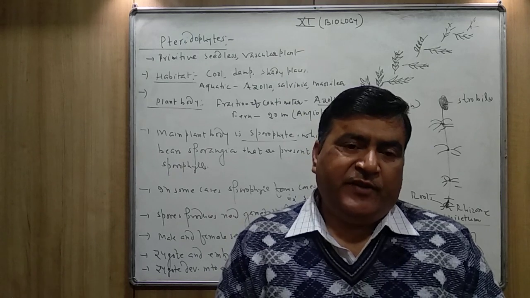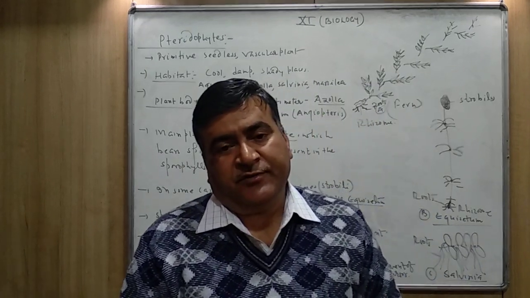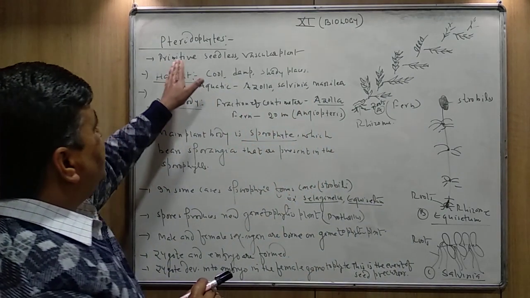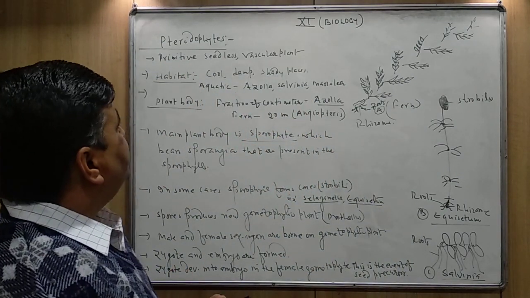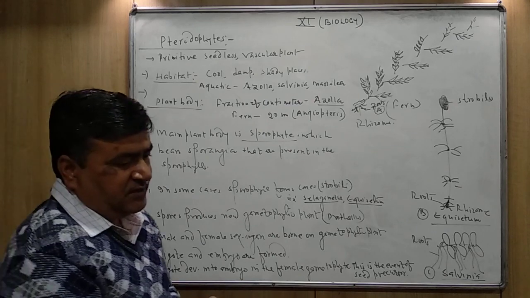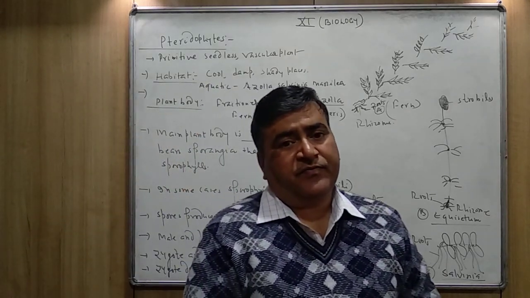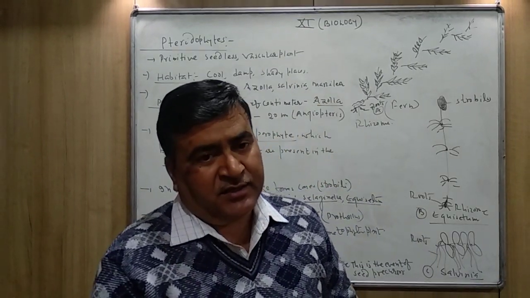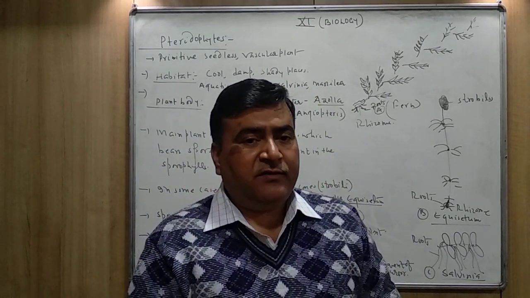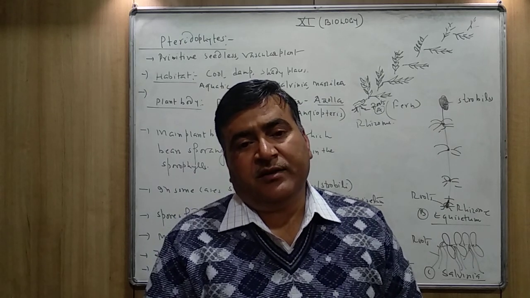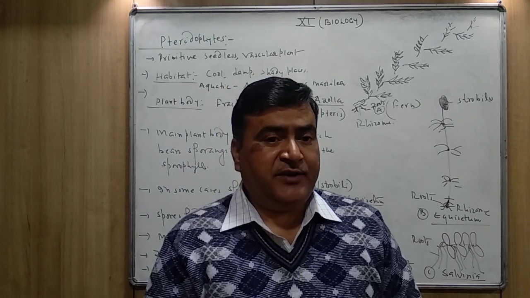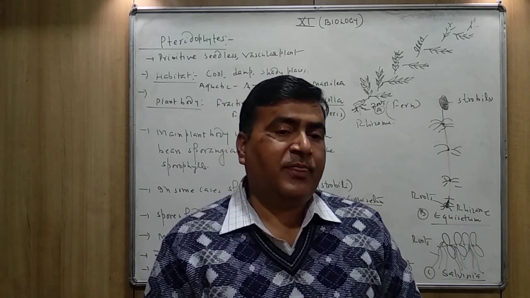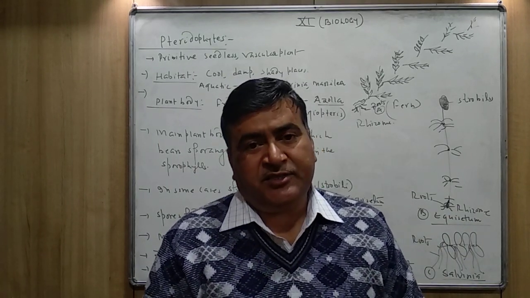So today we will talk about the characteristics of pteridophytes. The pteridophytes are the primitive seedless vascular plants. Primitive seedless. You will observe that in all the members of pteridophytes, in all the ferns, the seeds are absent. In all the angiospermic plants, in flowering plants, seeds are present, even in the gymnosperms also.